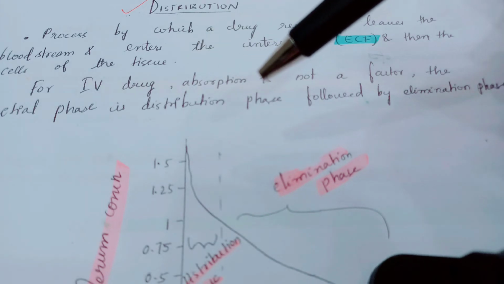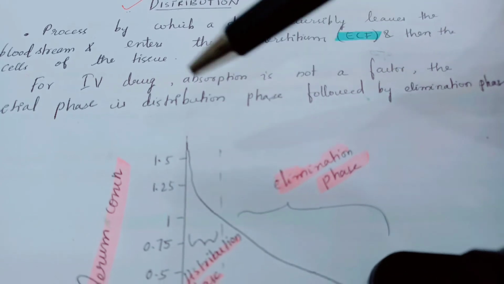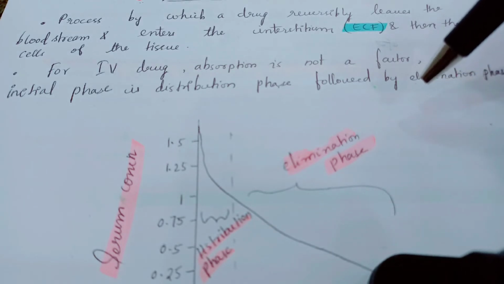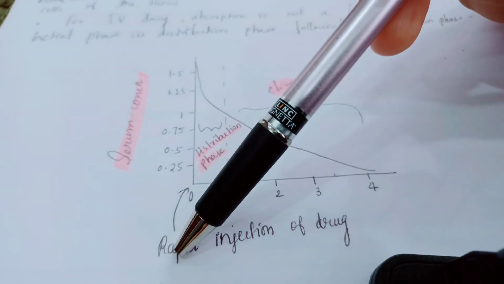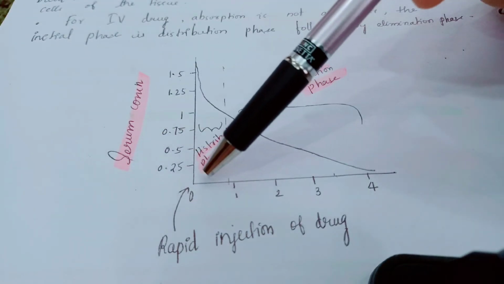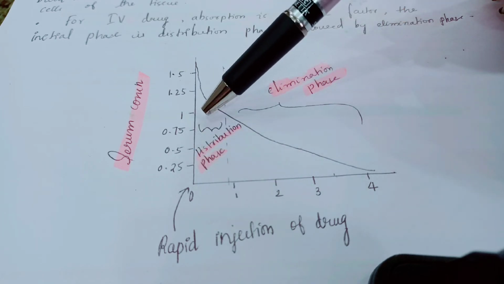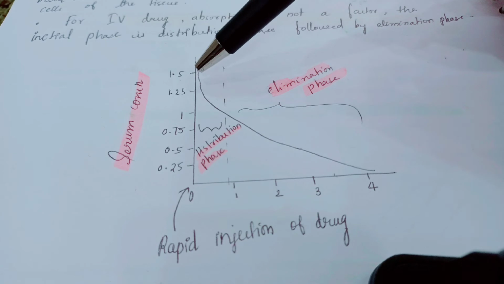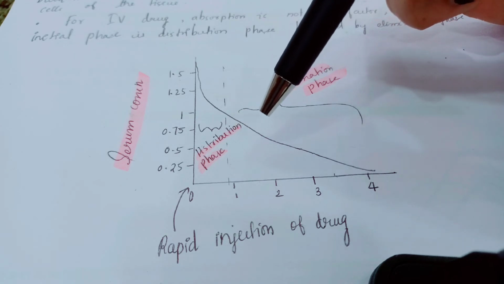For an IV or intravenous drug, absorption is not a factor. For them, the initial phase is the distribution phase, followed by the elimination phase. What I just said can be understood from this graph. Here you can see a rapid IV injection of the drug, and the serum concentration on the side. First of all, the drug readily distributes since it is IV. There is no absorption. Then it is followed by the elimination phase. After the distribution, the drug is slowly eliminated from the body.